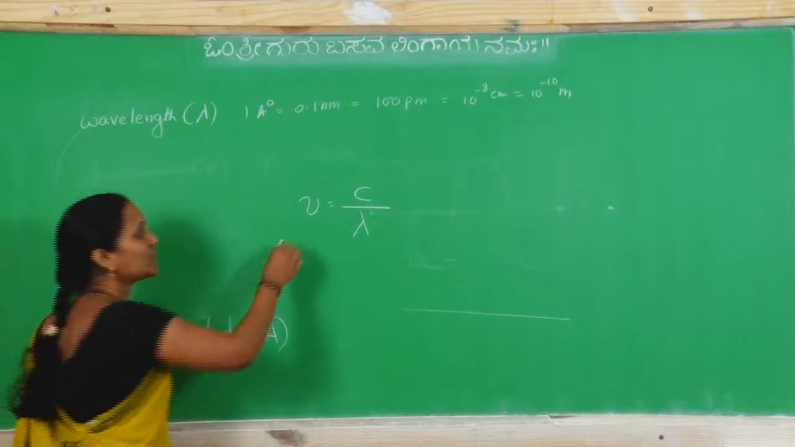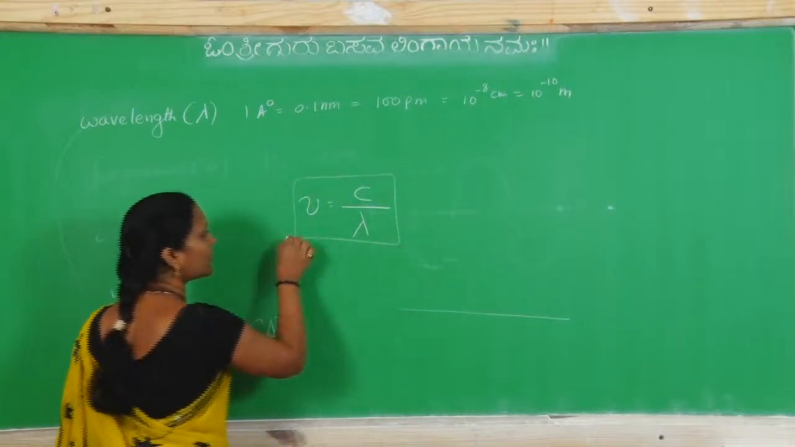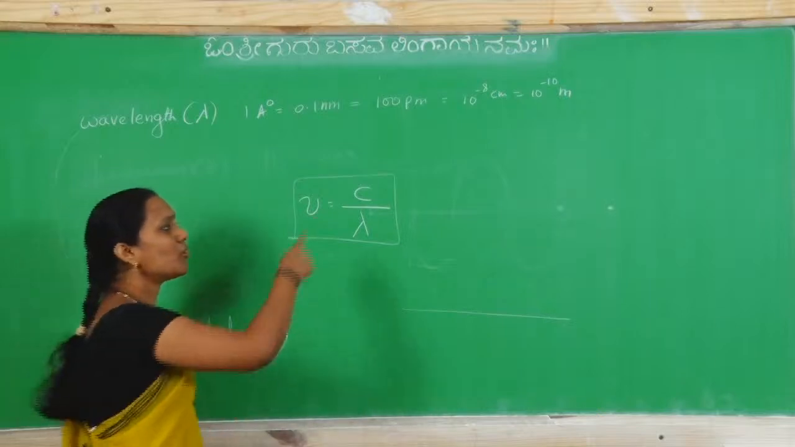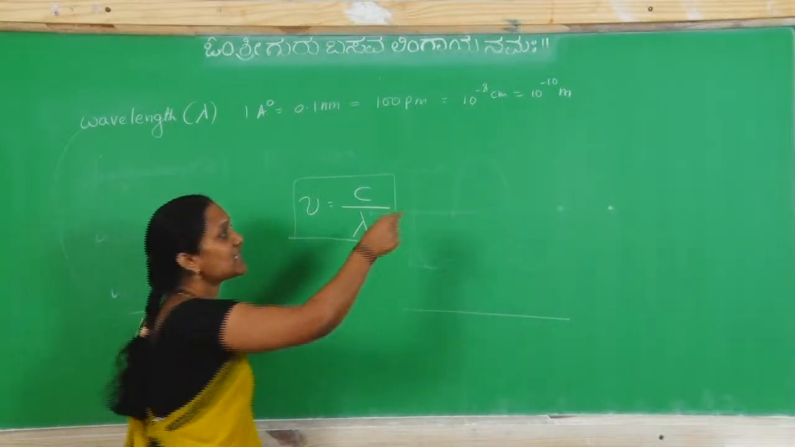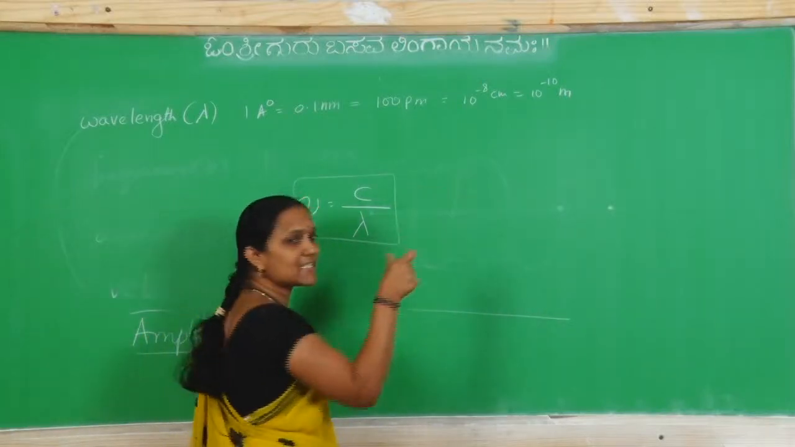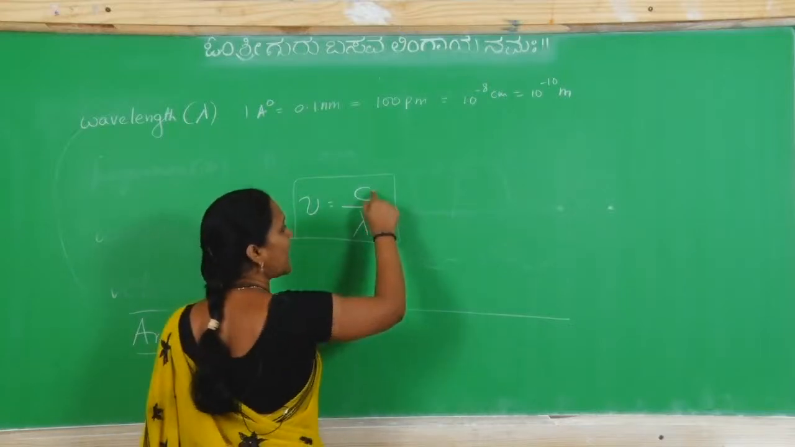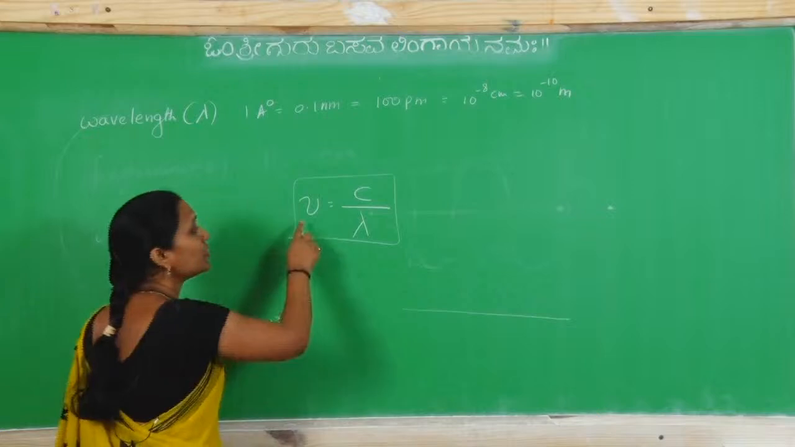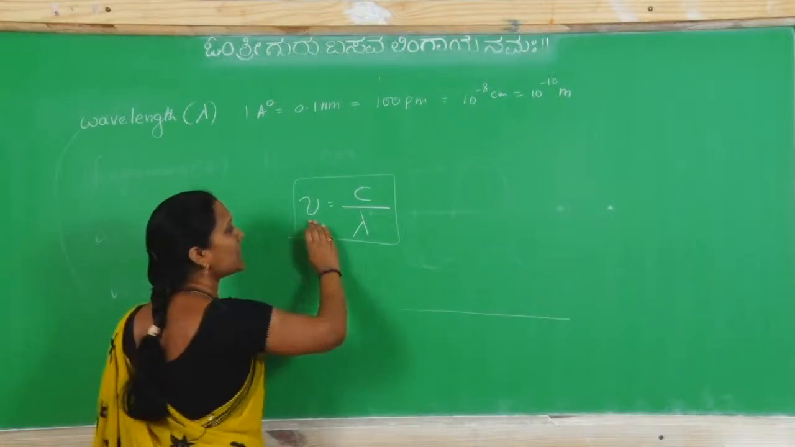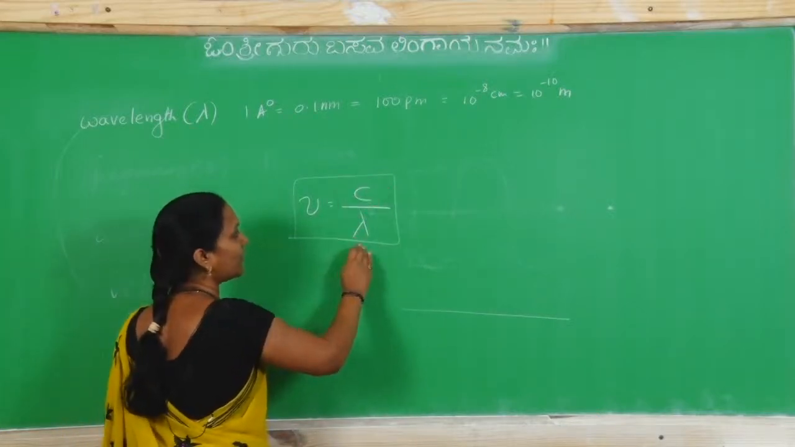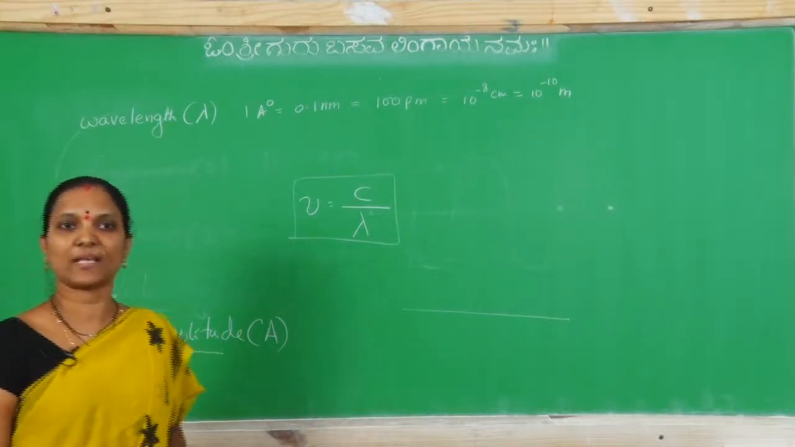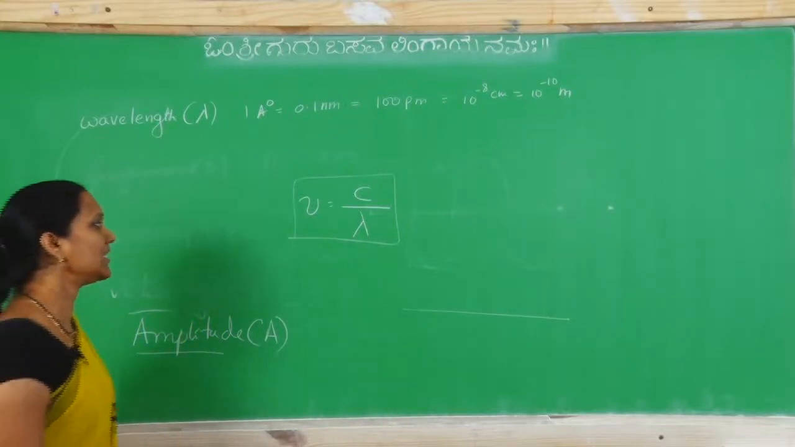So, what is the relation between these three? Nu is equal to C by lambda. If the velocity is more, more waves cross. But if the distance between two crests is more, fewer waves will cross. That's why it is directly proportional to C and inversely proportional to lambda. So, nu is equal to C by lambda. As the wavelength increases, frequency decreases.